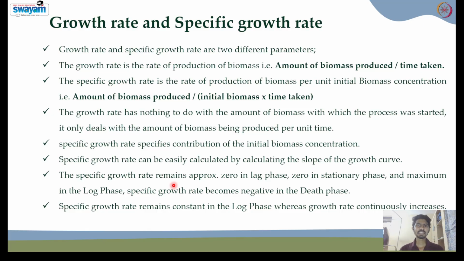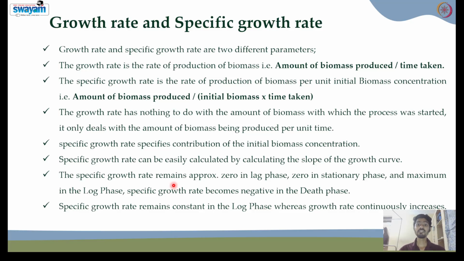It is just adapting to the new environment, right? So if it adapts to the new environment, there is no division of cells. So the specific growth rate is zero in the lag phase. Then what happens to the stationary phase? In stationary phase also, there is no cell dividing. Already existing cells will be present.